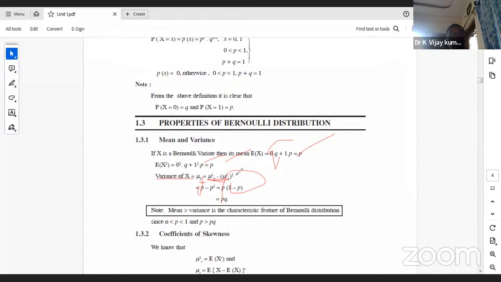1 minus P means Q. Since P plus Q is equal to 1, therefore Q is equal to 1 minus P. So we can write that P minus P square is equal to PQ. Mean greater than variance is the characteristic feature of the Bernoulli distribution.